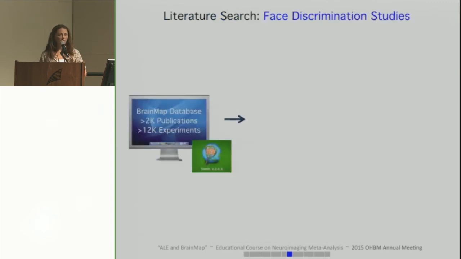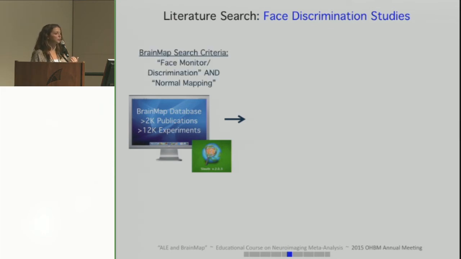Okay, so now we want to get to the GingerALE application to give you an idea of how it's used. And so if you're searching the BrainMap database, and let's give an example of what GingerALE is actually doing. Tom covered this. I'm going to kind of go over it graphically to give you a different sort of representation. Say your search criteria were for a paradigm class of face monitor/discrimination, so you're interested in face discrimination studies.